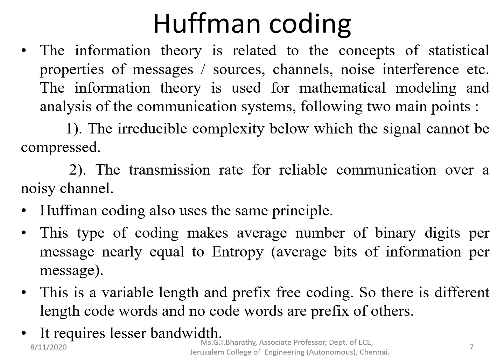This type of coding makes the average number of binary bits nearly equal to the entropy, which is the average bits of information per message. So again, as I told you earlier, Huffman coding is a variable length coding, and it is also a prefix free coding. That is, the code word length will be of different size and no code word is a prefix of any other code word. And another advantage of Huffman coding is it requires lesser bandwidth.